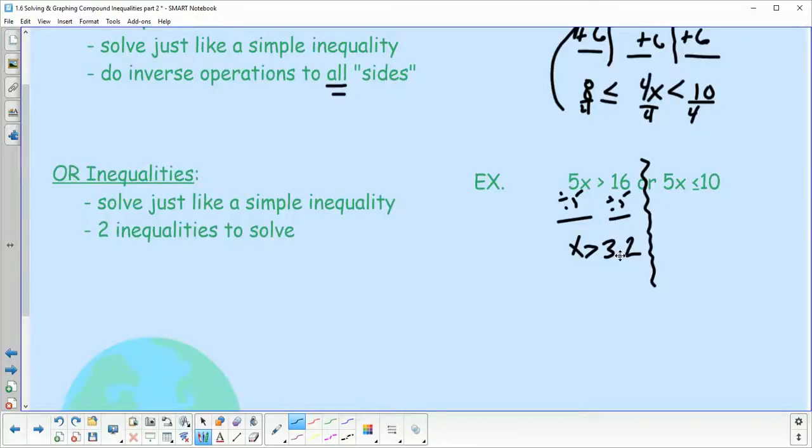3.2 for that. Or, I'm going to bring down my or. If we do the same thing, divide by 5, x is less than or equal to 2. Okay, so it could be either one of those. So that's how we solve them.